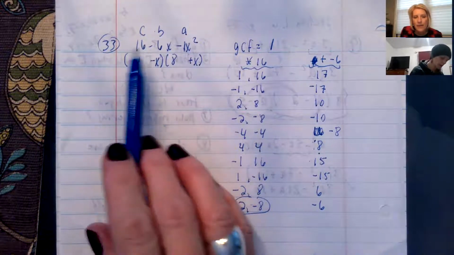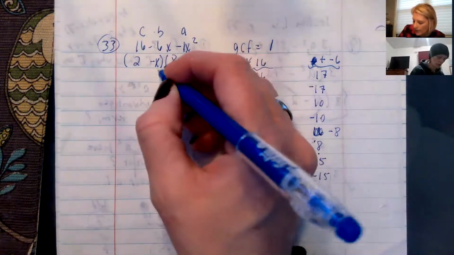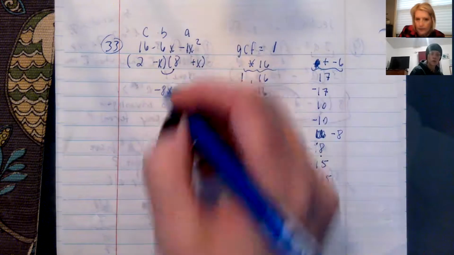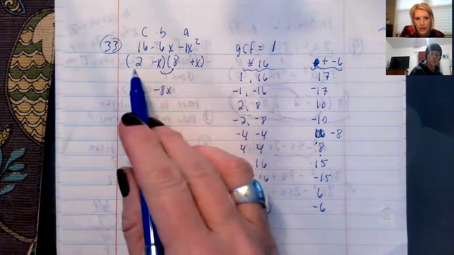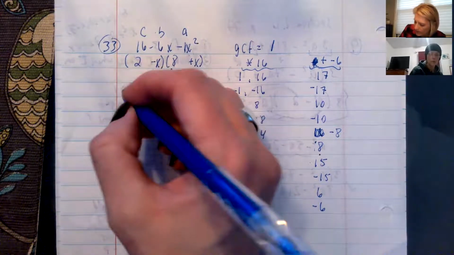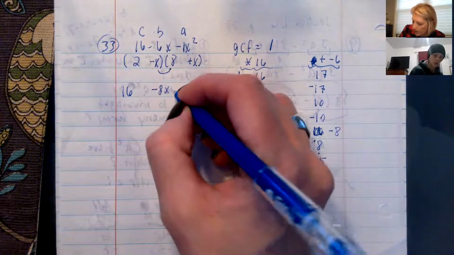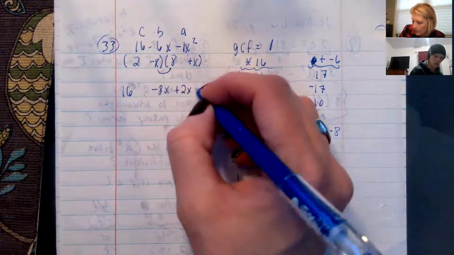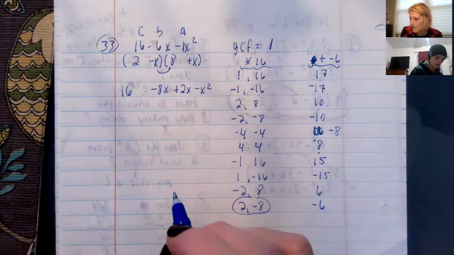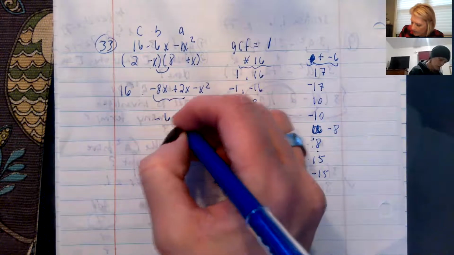I got you. Yeah, they multiply to make the +16, but because of this negative right here, we're going to get a -8x when we multiply. So we're going to get the 2 times 8 will be the 16 out in front. And then we have a -8x, we have a +2x, and then we have a -x squared. And then our like terms do give us the -6x.